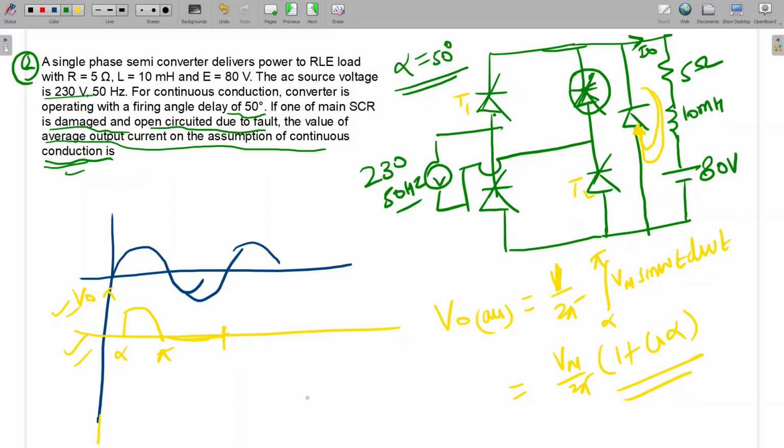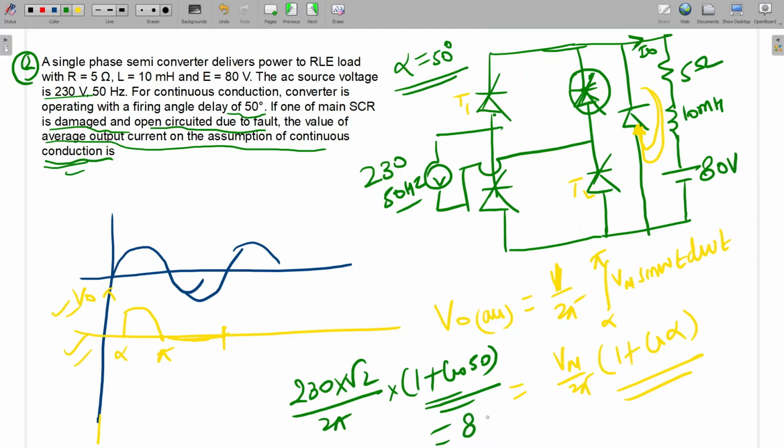So we can calculate the average value of the output voltage. That will be Vm, 230 into root 2, divided by 2 pi, into 1 plus cos 50. Can anyone calculate this value? How much? It is 85.04 volts. So almost 85 volt, approximately 85 volt.